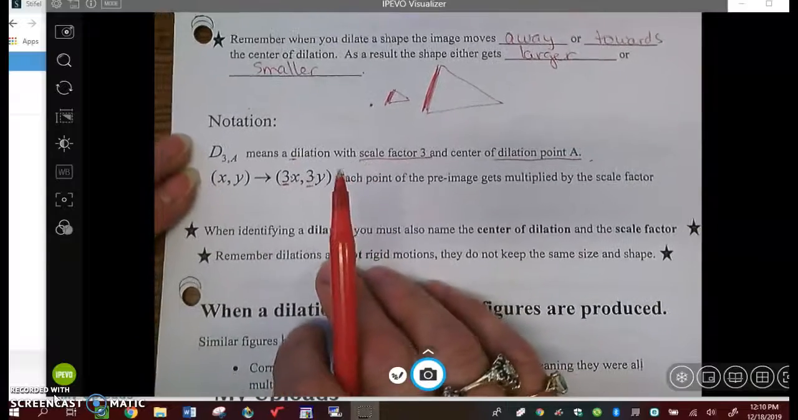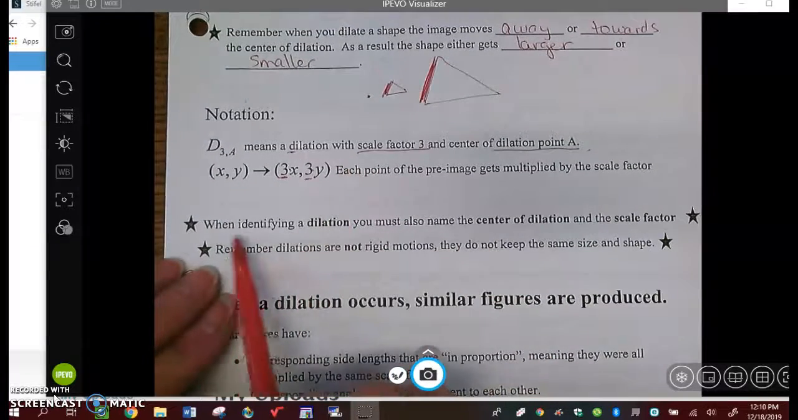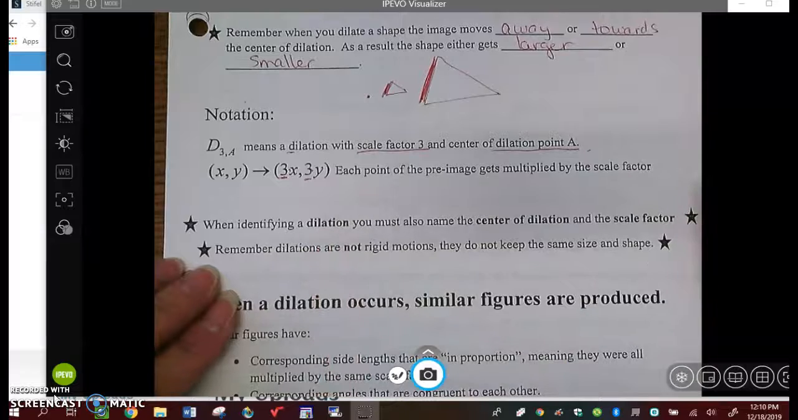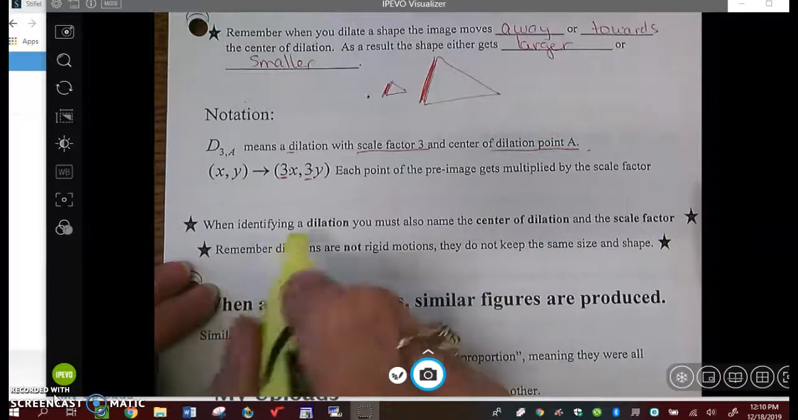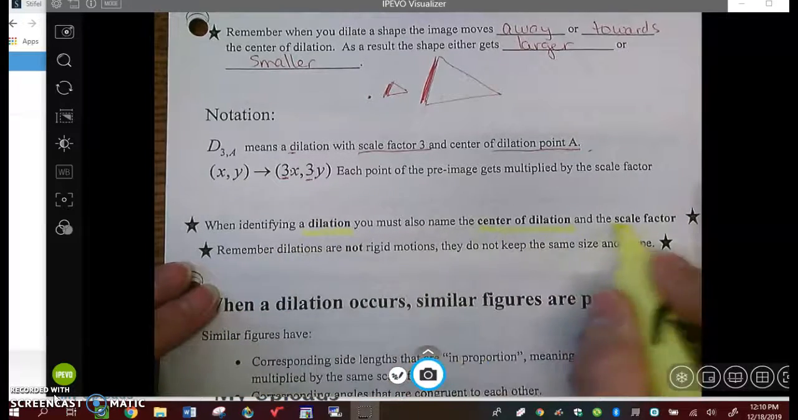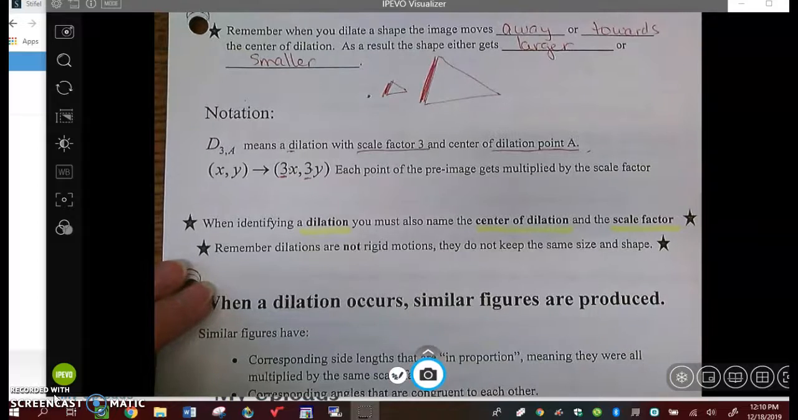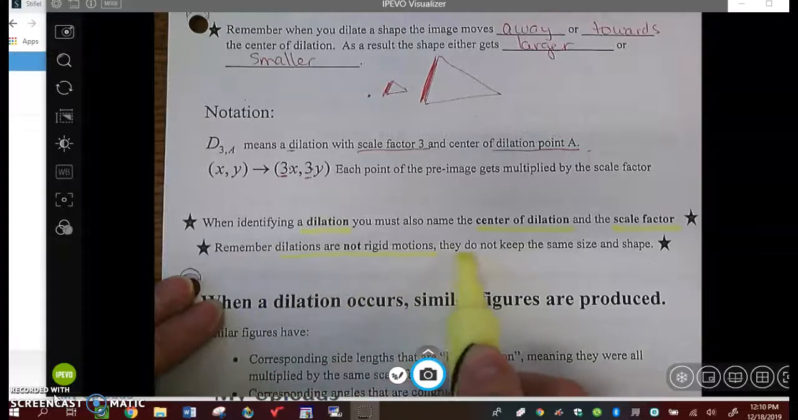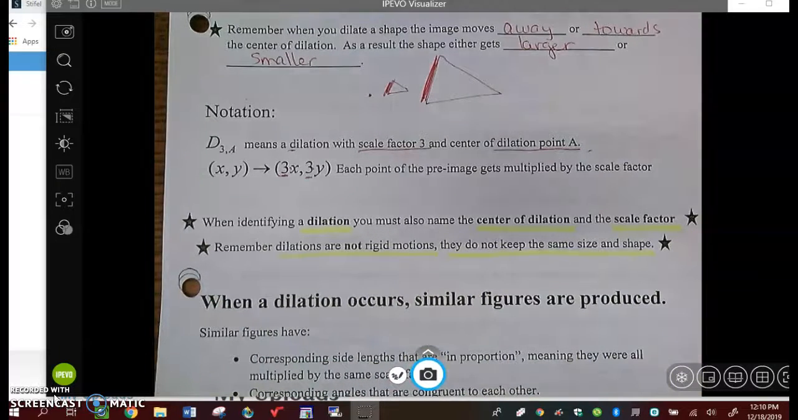All right, so two very important facts here. Anytime you are identifying a dilation, you must also name the center of dilation and give its scale factor. We're going to be coming back to that in a moment. And remember, dilations are not rigid motions. They do not keep the same size and shape.